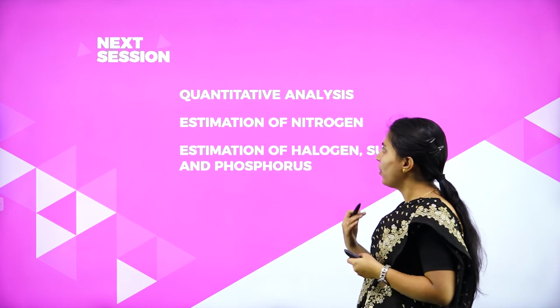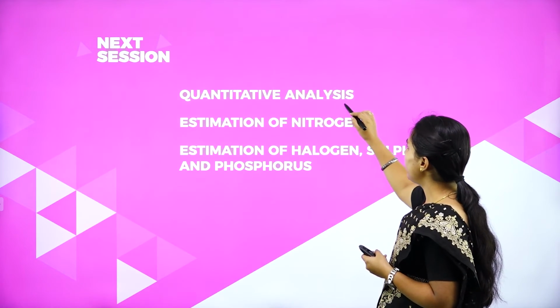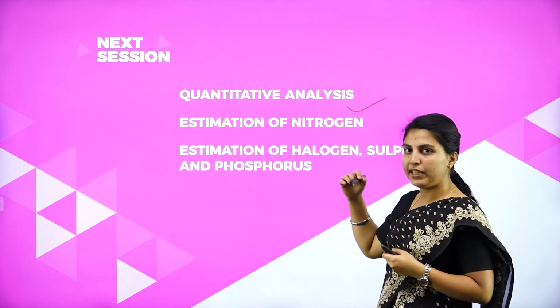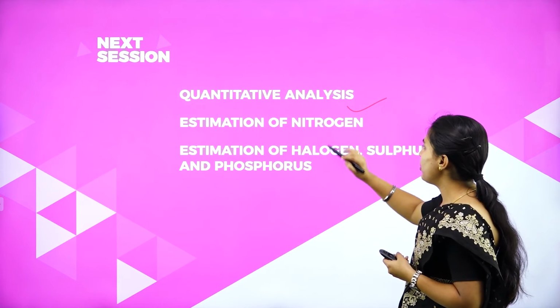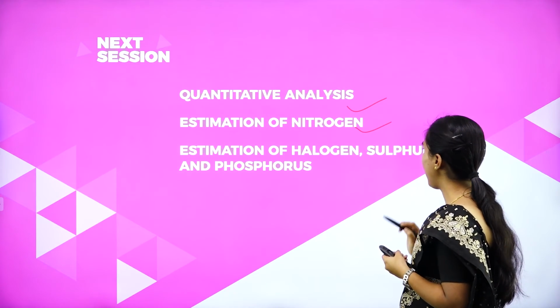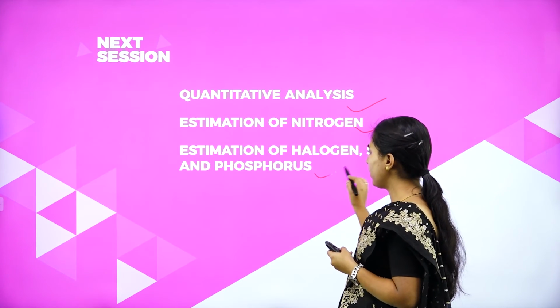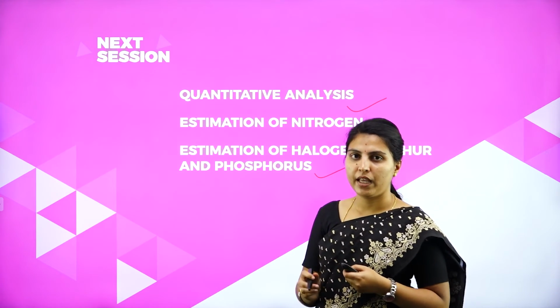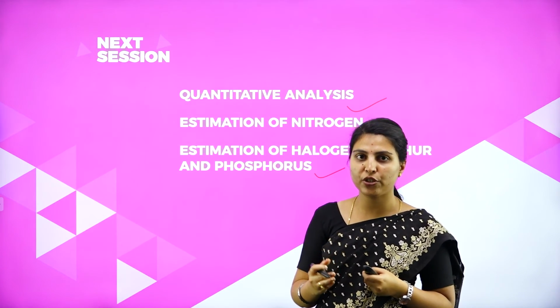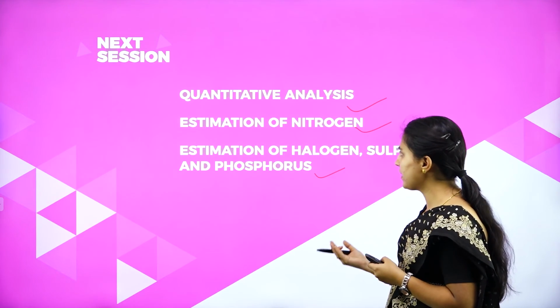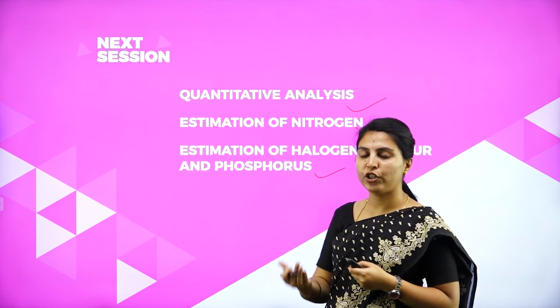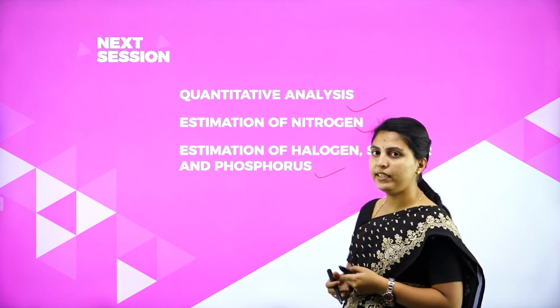In the next class, we will continue the study of quantitative analysis. In that, estimation of nitrogen, halogen, sulfur and phosphorus will be covered. As of now, you have seen the estimation of carbon and hydrogen. In the next session, you will study nitrogen, phosphorus, halogen and sulfur.